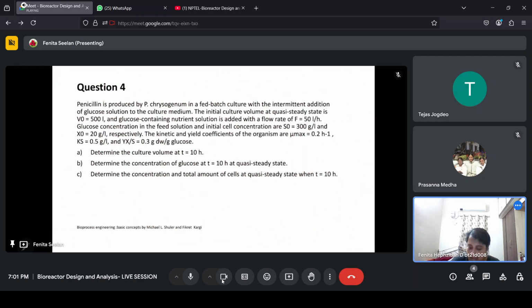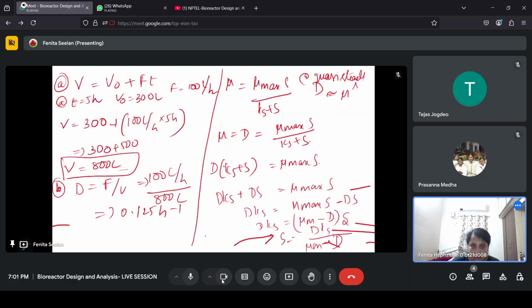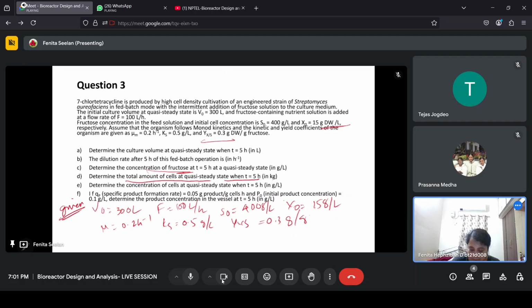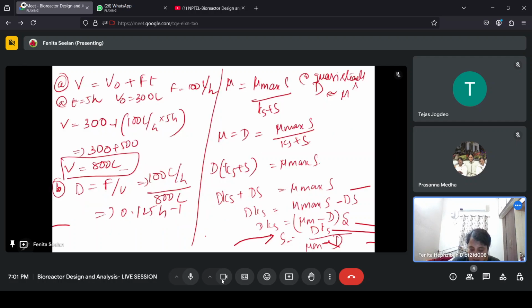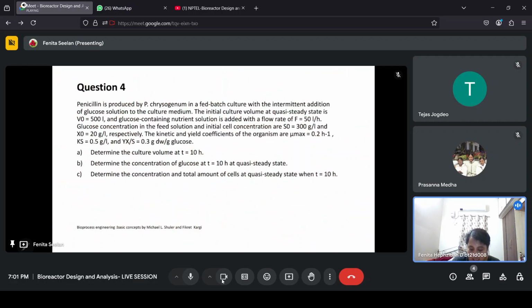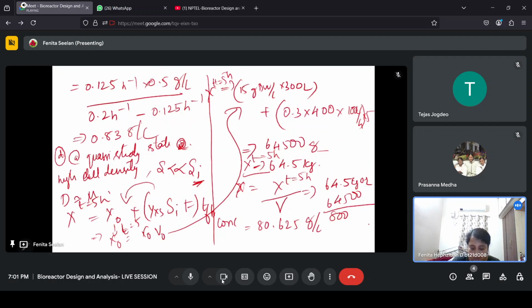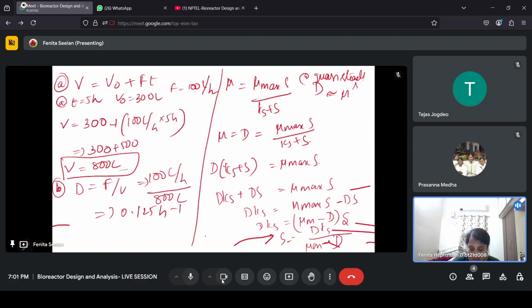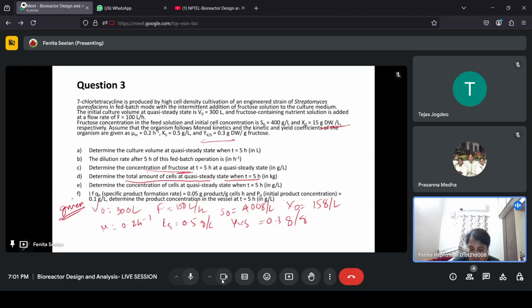And this we know. And B is the concentration of glucose at time equal to 10 hours, which is very similar to question C. The same way how we solved C, determine the concentration and total amount of cells at quasi-steady state when time is equal to 10 hours. If you are following through when I was solving the problem, you will be easily able to solve these questions. This is similar to D and E of the previous question.